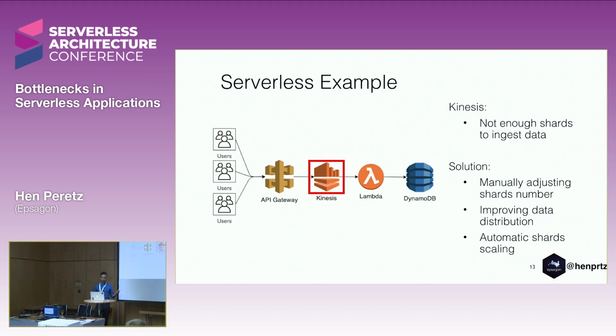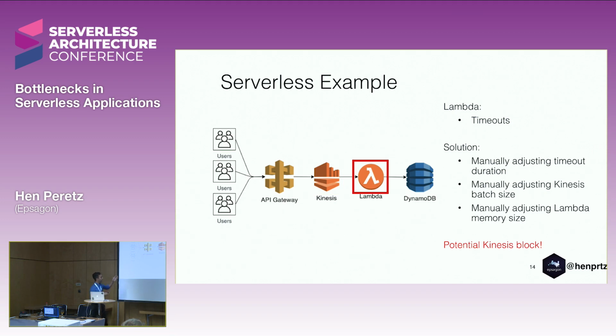And what I said before about data distribution is that even if you have 10 shards, you need to make sure that the data you are writing is using a random partition key. You can use a UID, for example. You can generate something very random, so it can go to each shard.